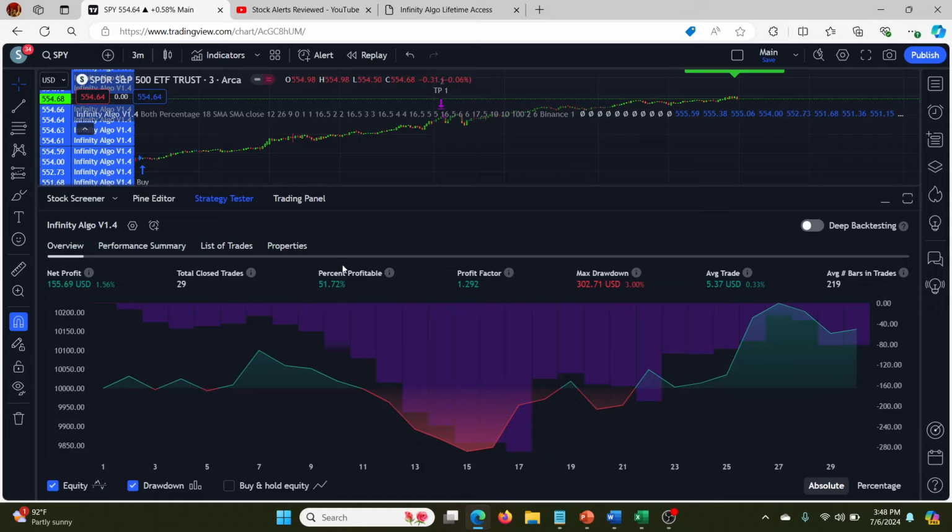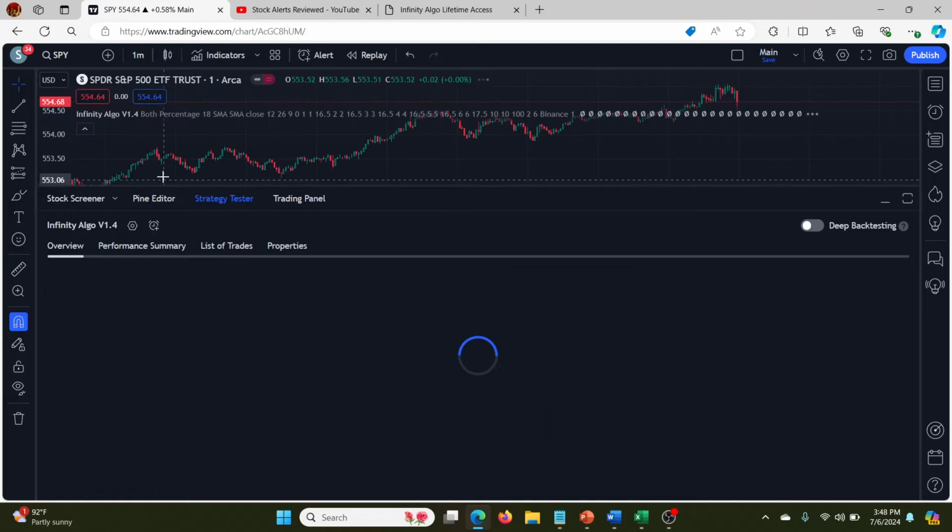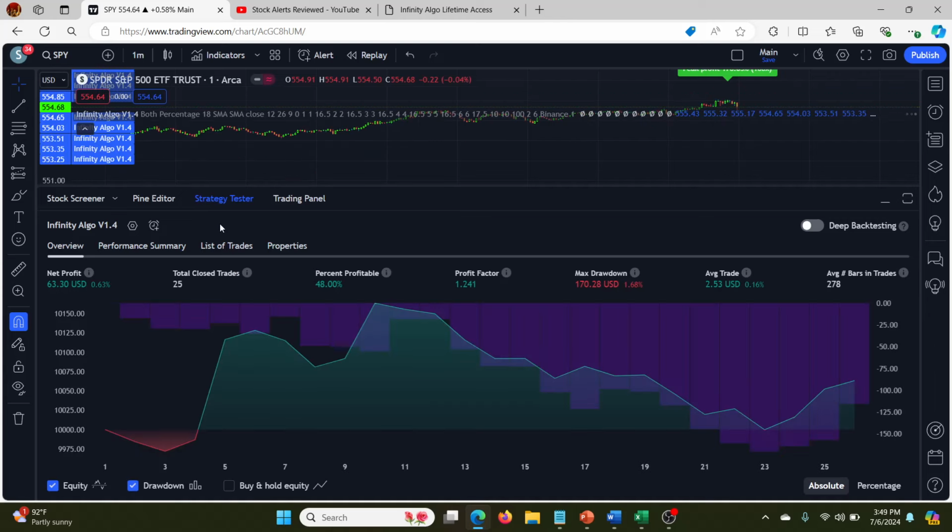So this one has a lower percent profitability, and that's what you see on the shorter time frames in general with these indicators. Usually the win rate will drop. So that's the 3 minute, the 1 minute. These are time frames I like to trade on SPY, so I thought I'd use these as demonstrations.